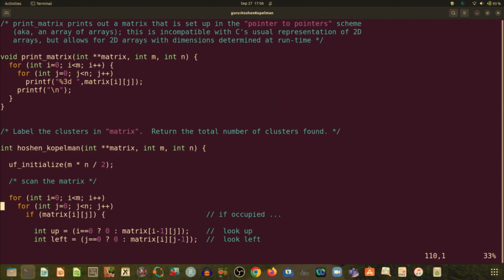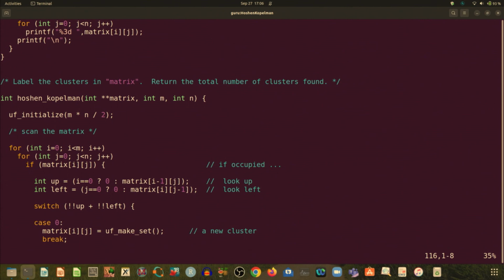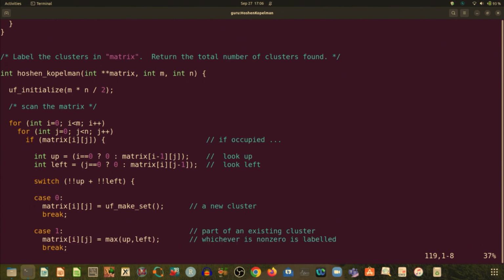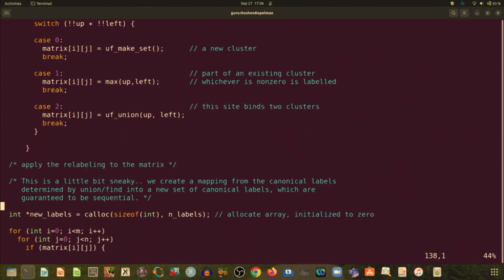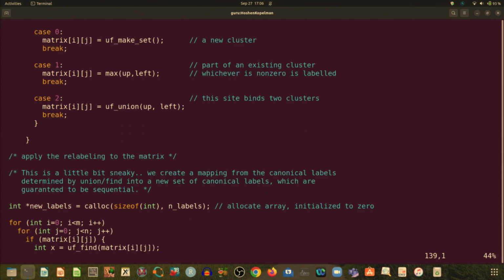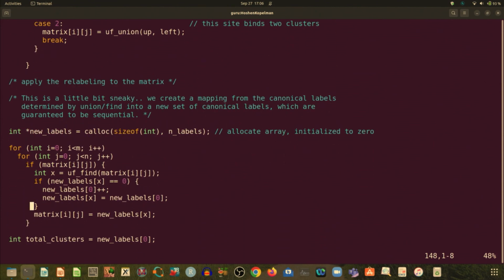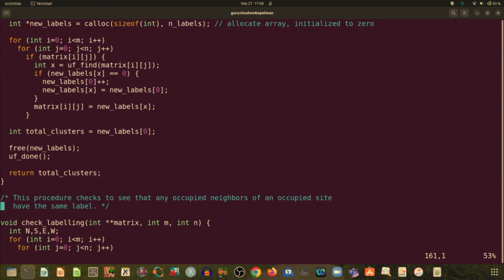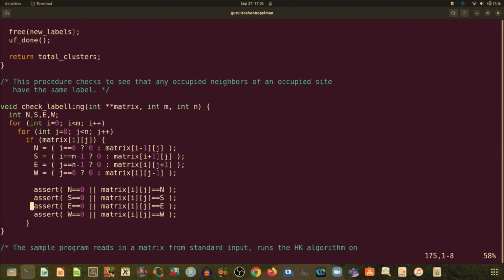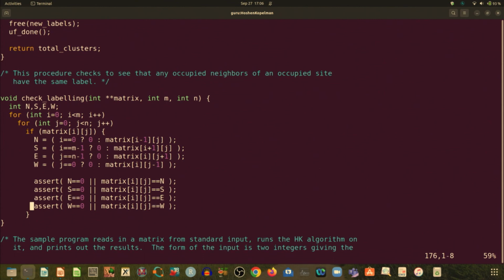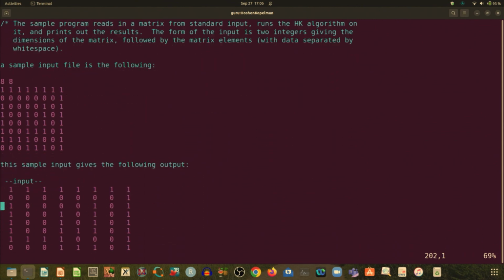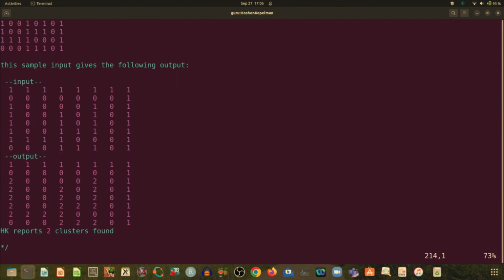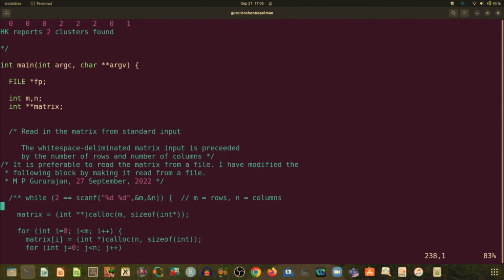Okay, so you print the matrix, that is the end, and this is the Hoshen-Koppelman, where you would return the total number of clusters found, and then this is the relabeling, which is only going to call. Okay. So, this is checking the neighbors, okay, and this is the sample input and this is the output it gives, which we generated by going through the algorithm ourselves, and this is the main.